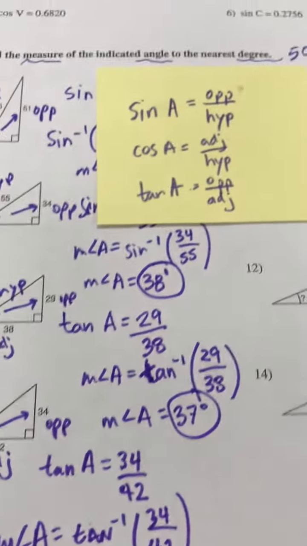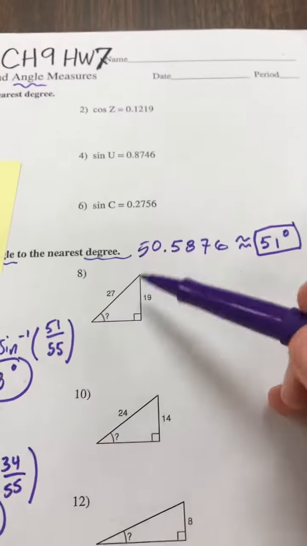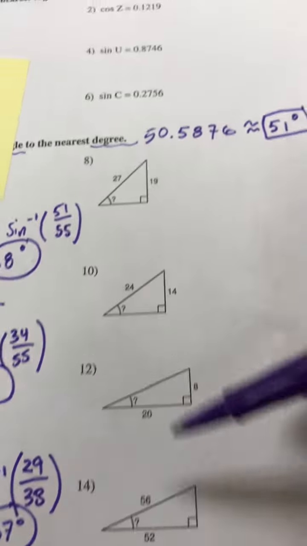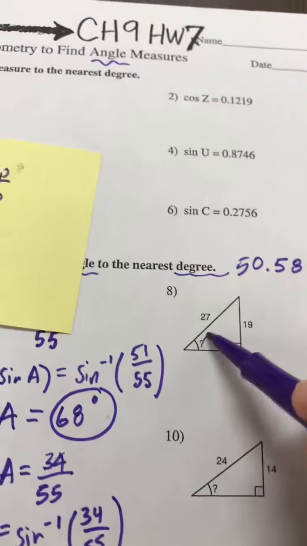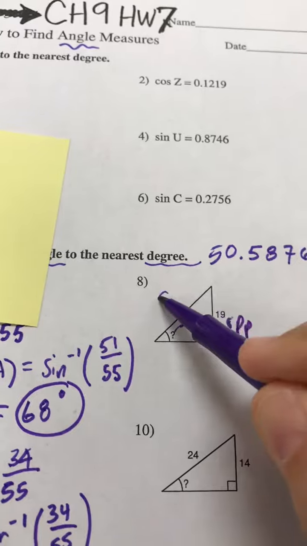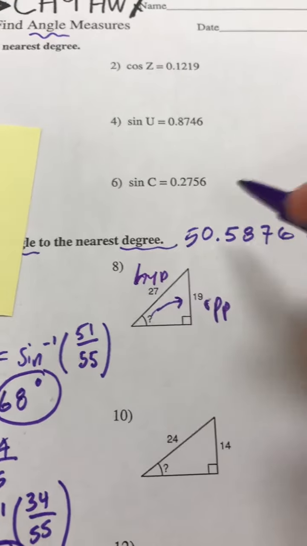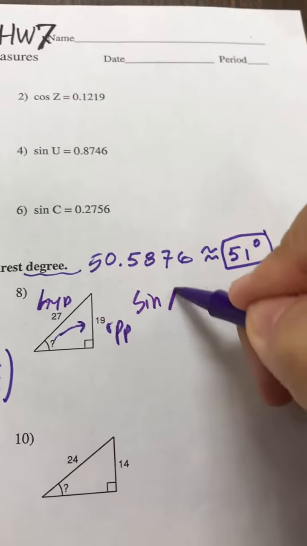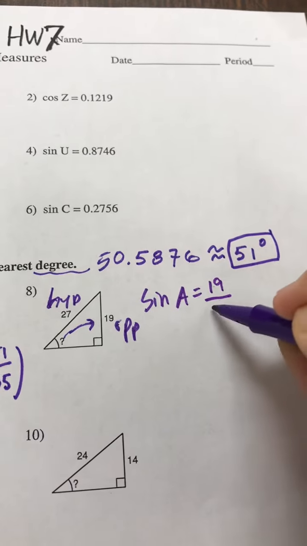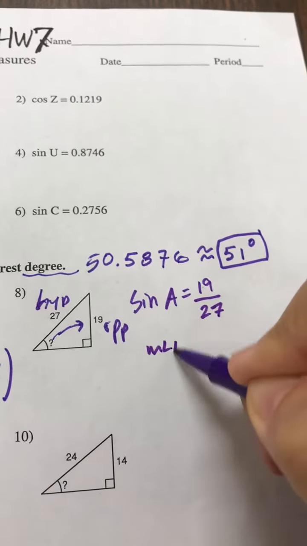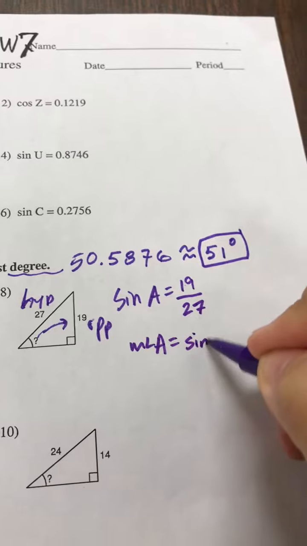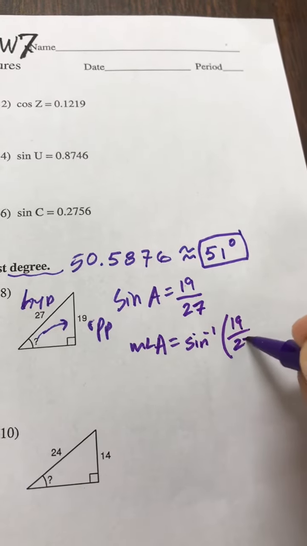Very cool. Okay. Now we're going to just continue that down the aisle here. Opposite, and that's our hypotenuse. So we need the sine function. So sine of an angle is 19 over 27. So the measure of angle A would be the inverse sine of 19 over 27.